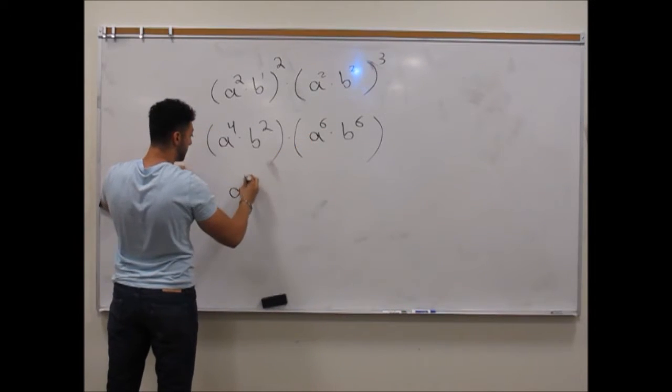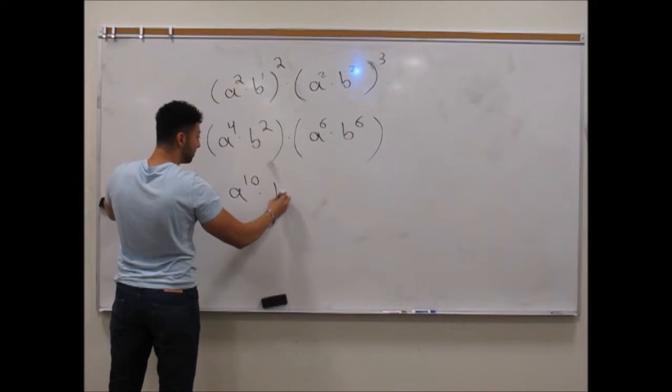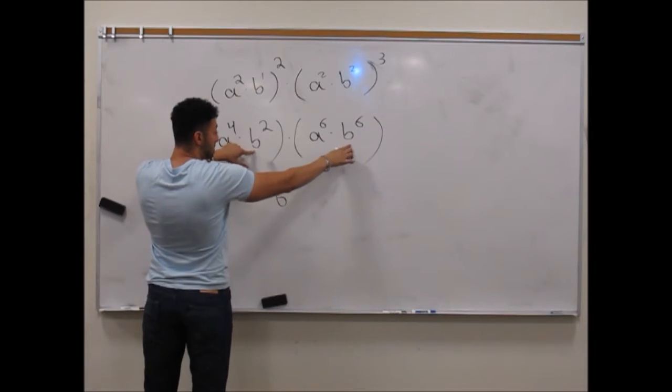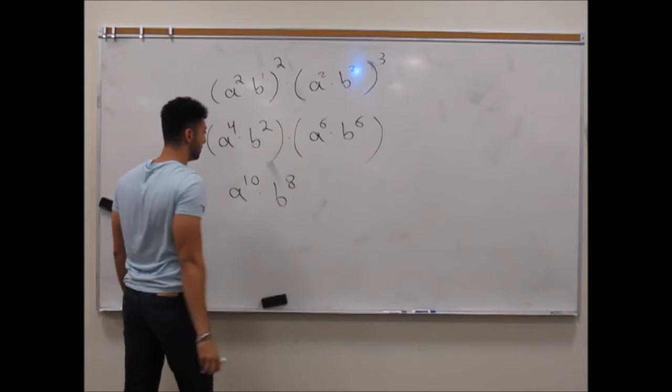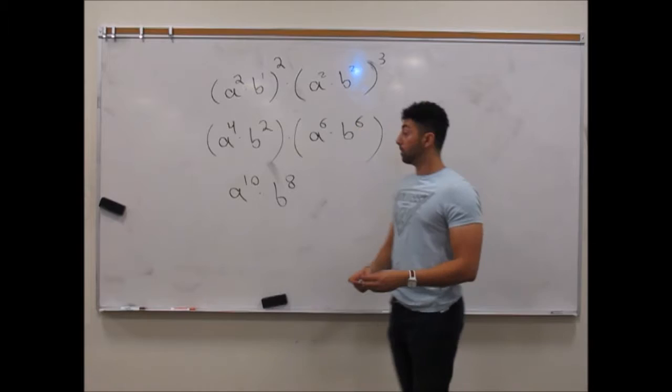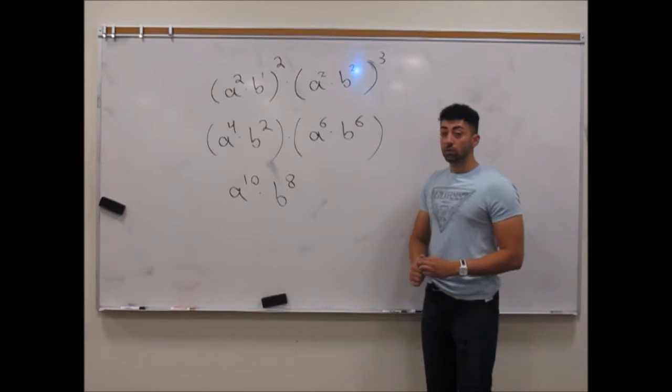So 6 plus 4 is 10. And then with the b, since it's the same base, I'm just going to write it once and add the exponents. 6 plus 2 would be 8. So that's what I got. And let's go ahead and try some more examples.